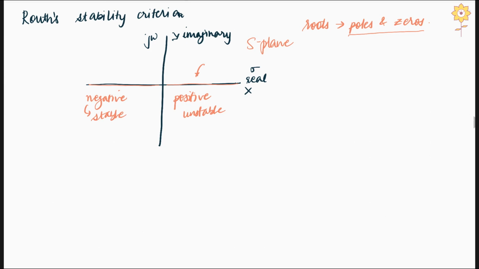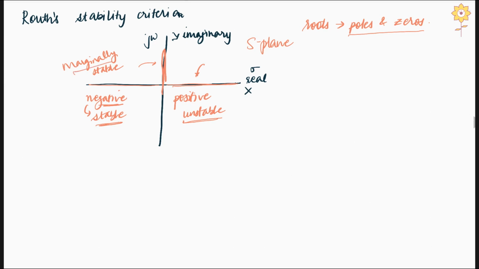And if the roots are on the imaginary axis, meaning here, then the system is said to be marginally stable. Okay. So, let us quickly revise this. If the roots are on the positive side, the system is said to be unstable. If the roots are on the negative side, the system is said to be stable, and if the roots are on the imaginary axis, the system is said to be marginally stable.